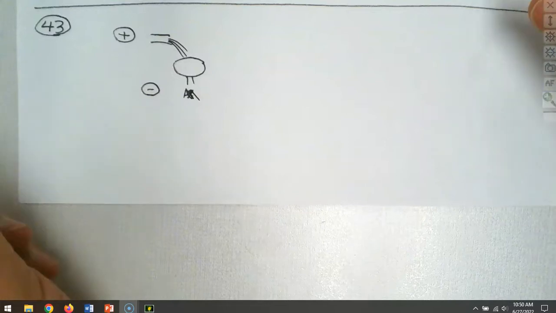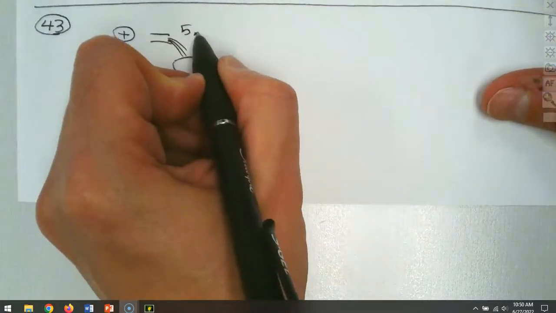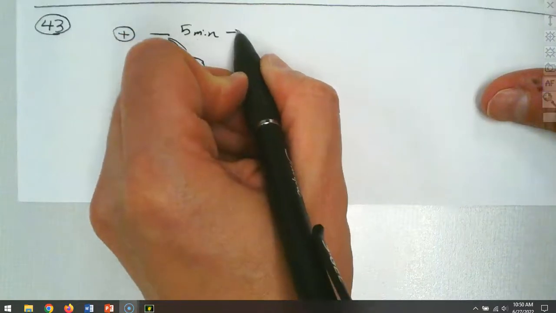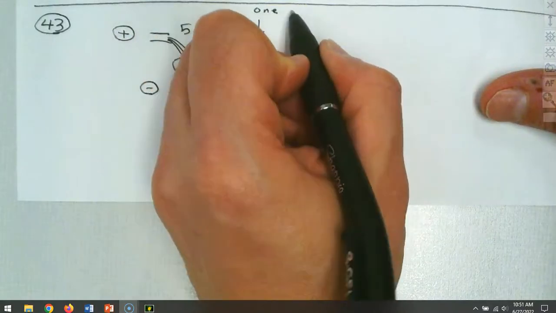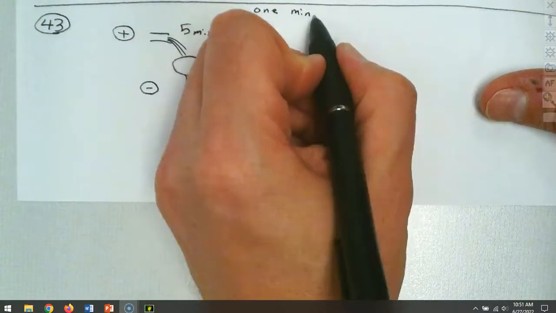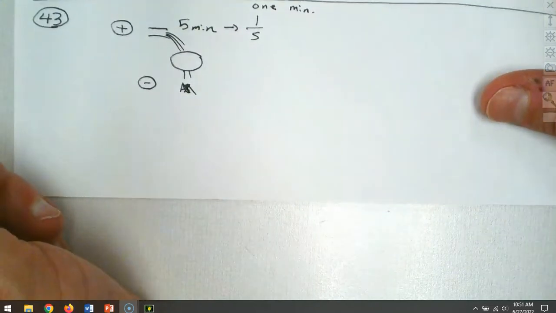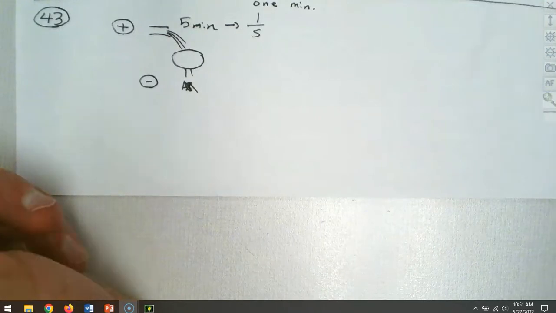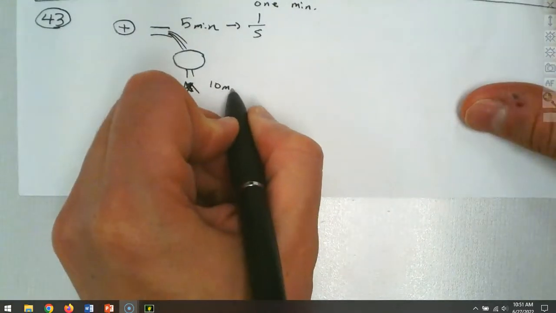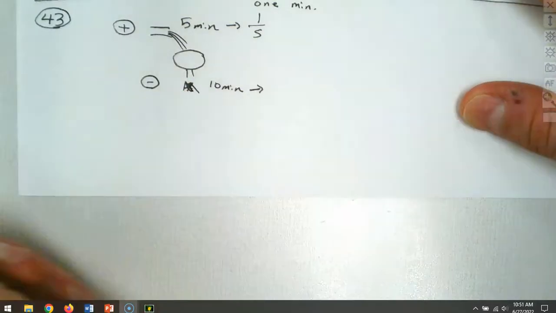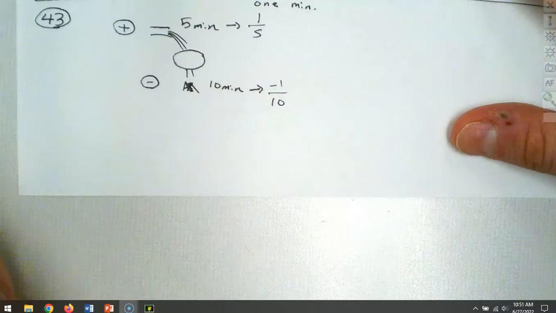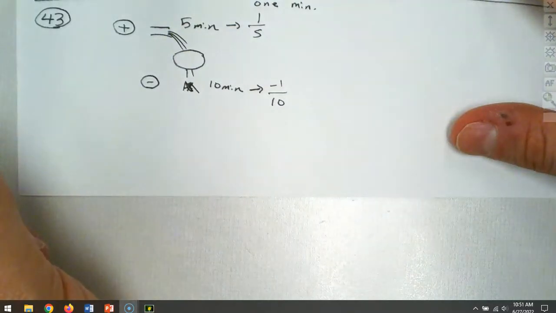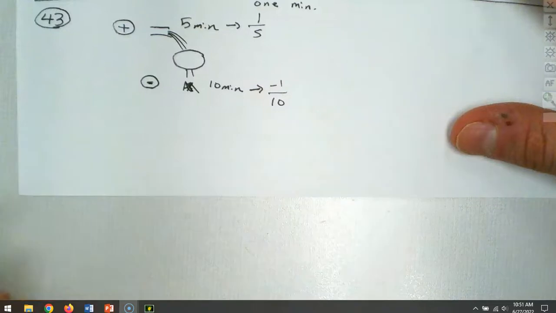So we've got the kitchen sink. Both taps are open, and it fills in 5 minutes, which is then 1/5 of the sink in 1 minute, because we have to look at it in terms of 1 minute in this case. The last one was hours. This one is in minutes. So in 1 minute, we do 1/5, and that's positive. We're also draining, and it takes 10 minutes to drain. And so 10 minutes of drain then would be minus 1/10. Because this is minus here, and that's why it's going to be minus.